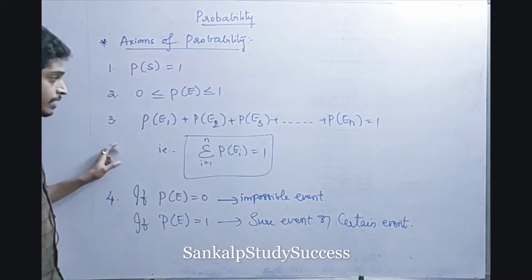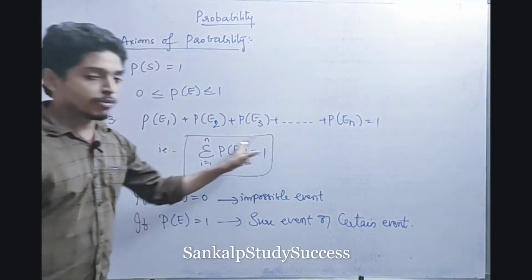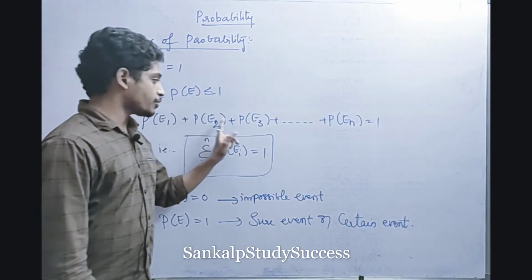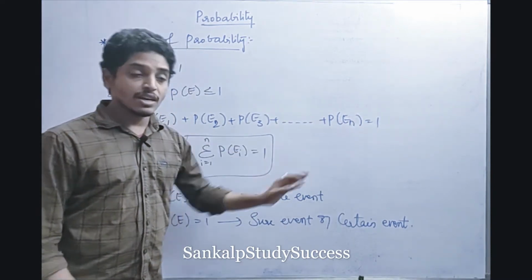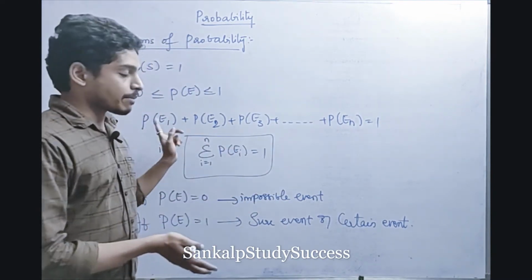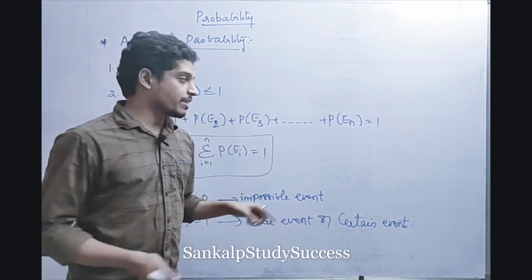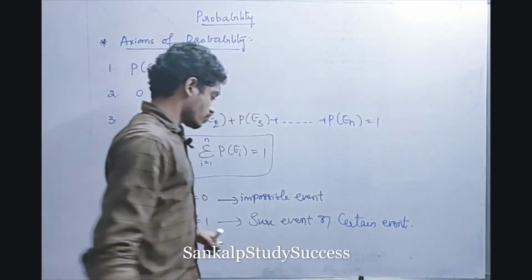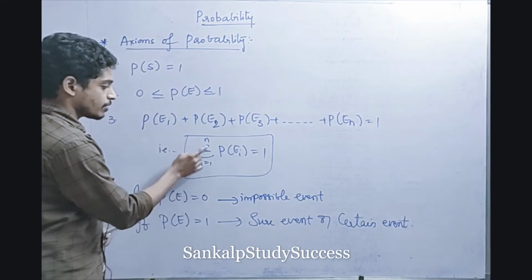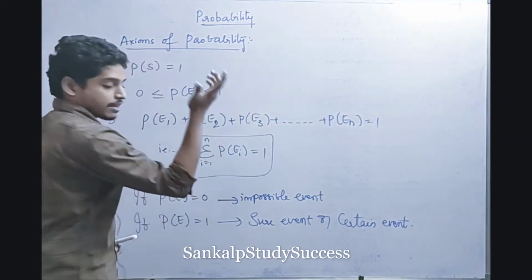Next, third one, the sum of all the individual probabilities of events, P of E1 plus P of E2 plus P of E3, and so on up to P of En. If there are n events and I add the probabilities of every event, the value results to 1. That means the sum from i equals 1 to n of P of Ei equals 1.